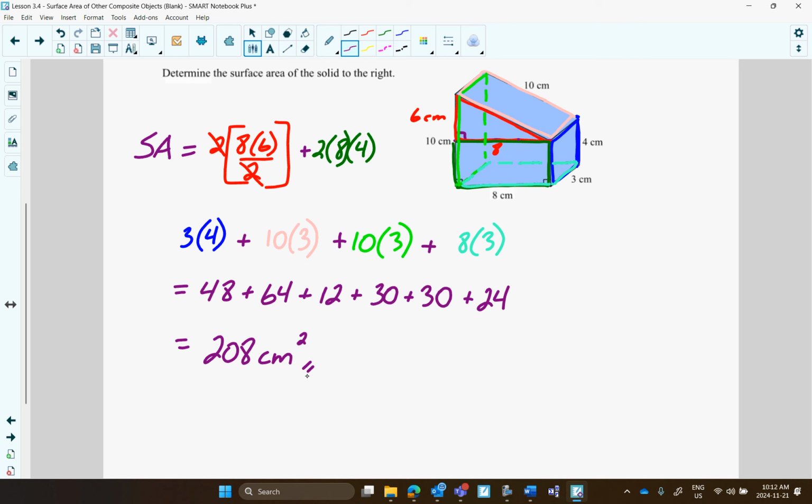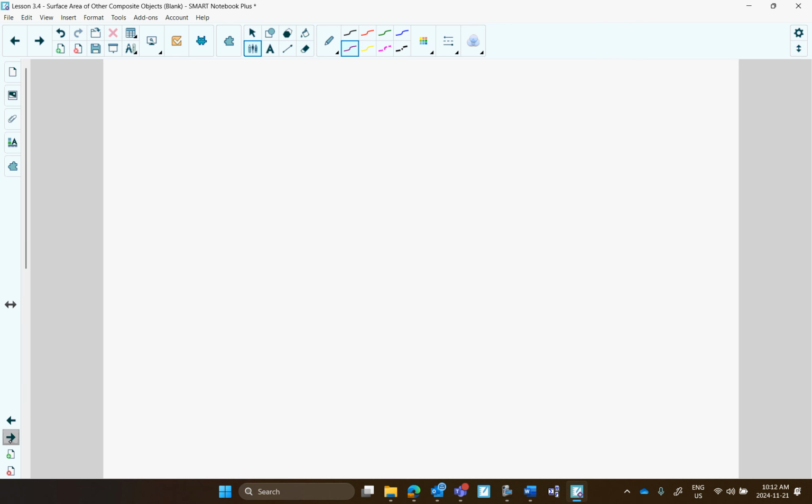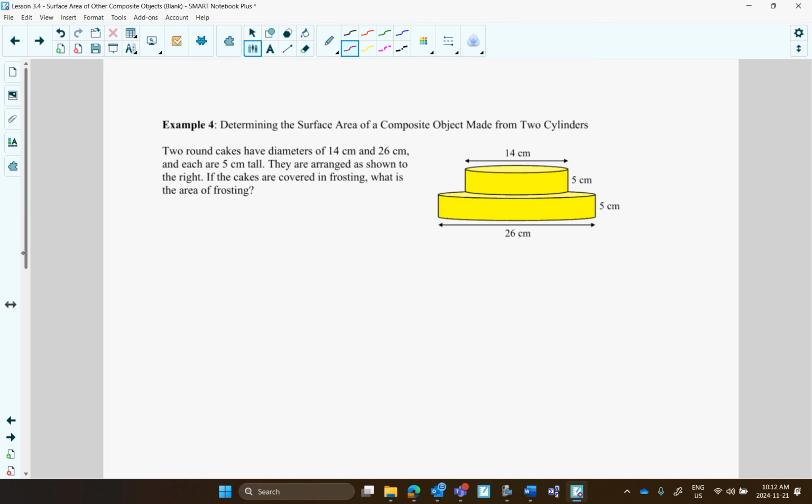The last one. We've got a cake that's made up of 2 cylinders. Let's assume that we are going to frost everything that we see here. We're not going to frost in between the layers. We'll put something else there.